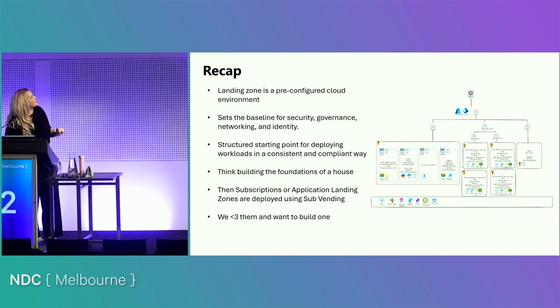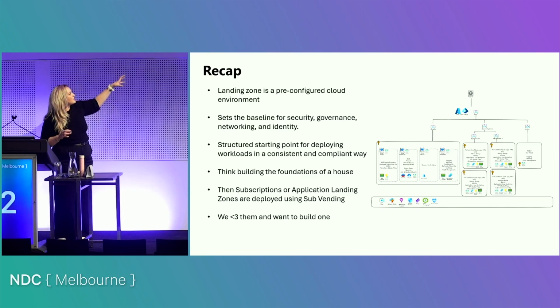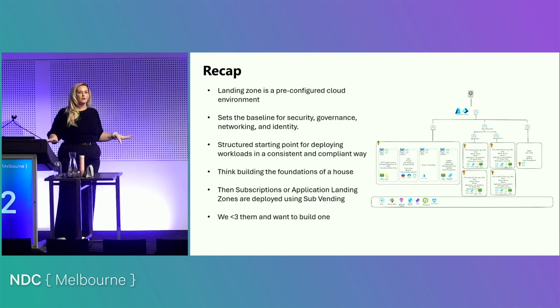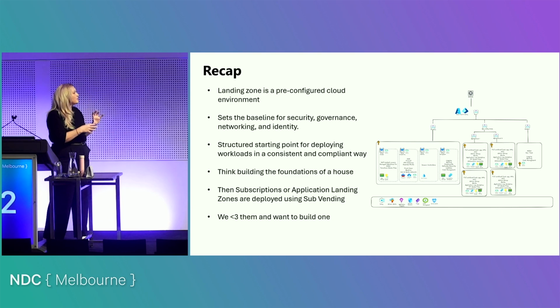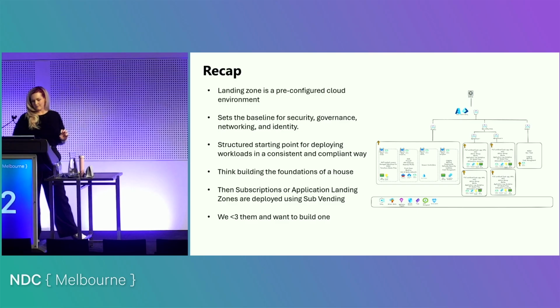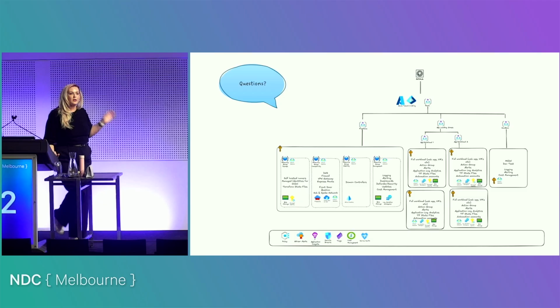But we have landing zones, pre-configured cloud environments, and they set that baseline for networking, security, and identity, and they're structured starting points. So it's the foundation for your cloud environment. And then we use subscriptions or application landing zones to hold your application environments, and we love them, and we want to build one. But before we move on, is there any questions about what is a landing zone or what they look like?